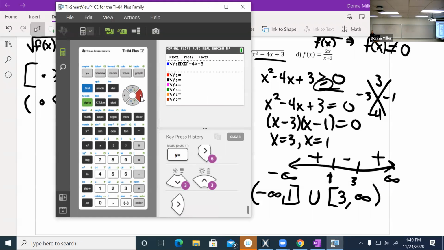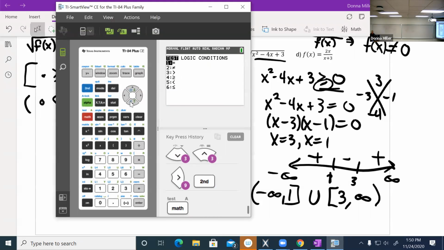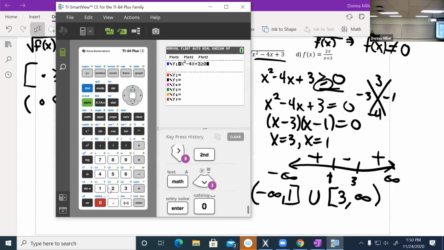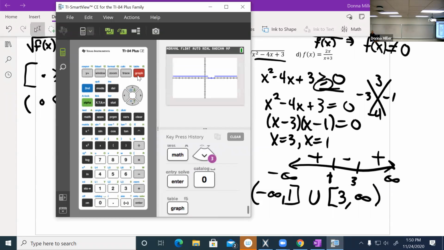If you have trouble reading the graphs, hit second test, and I want greater than or equal to 0. What that does is where it's positive, it's going to return a 1, and where it's negative, it's going to return a 0. So if I graph that, you can pretty much see it's from 1 down and from 3 up. So there we go. You can also do that. That's probably the hardest domain one.